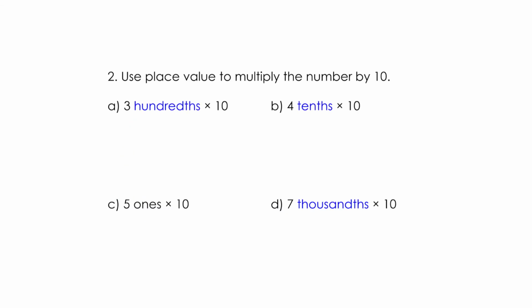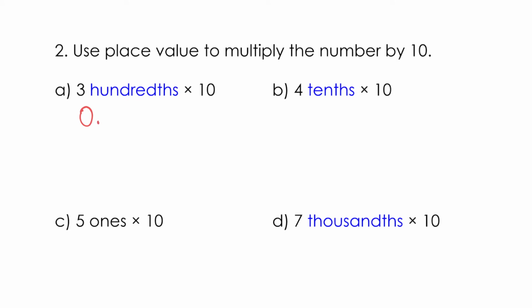Use place value to multiply the number by 10. So 3 hundredths. What I'm going to do is write this as a decimal. 3 hundredths looks like this. When you multiply it by 10, you're just moving the decimal over by 1. So it would look like this. So that would equal 0.3 or 3 tenths. Okay, I think it's just easier to do it this way.